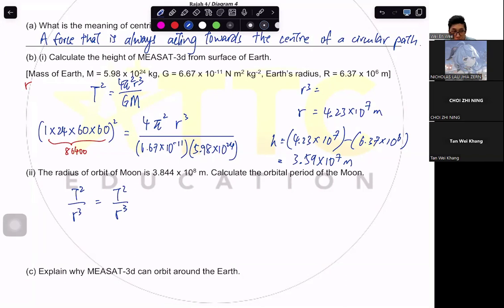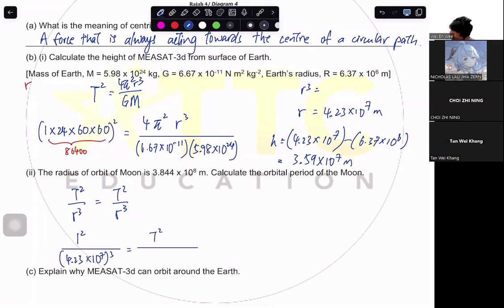Now, this T, you don't have to change to seconds here, because for this formula, as long as both sides use the same units, you'll be fine. So you can use days instead of seconds, which is much easier. Because for the satellite, it will be 1 squared over the R, 4.23 times 10 to the power of 7, cubed.